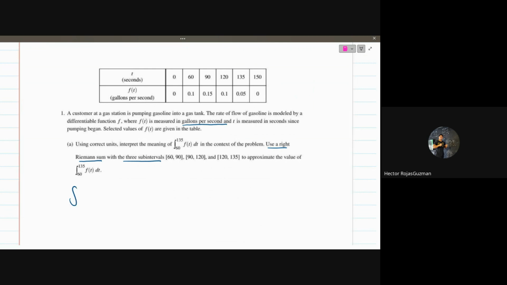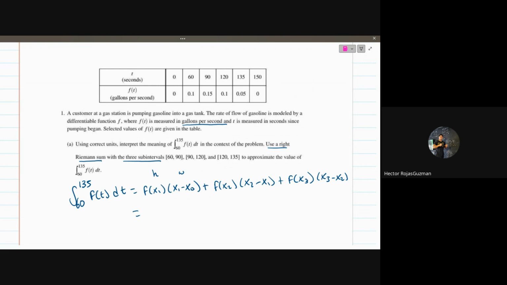The integral from 60 to 135 of f of t dt is going to be given by a right Riemann sum. So basically the equation is f of x1 times x1 minus x0, which is basically the height of the rectangle and this is the width of the rectangle, plus f of x2 times x2 minus x1 plus f of x3 times x3 minus x2.